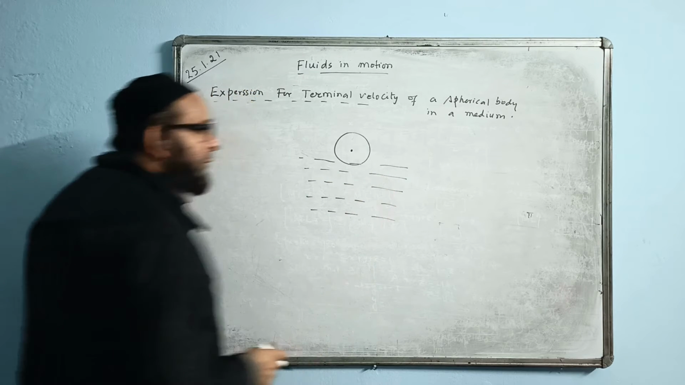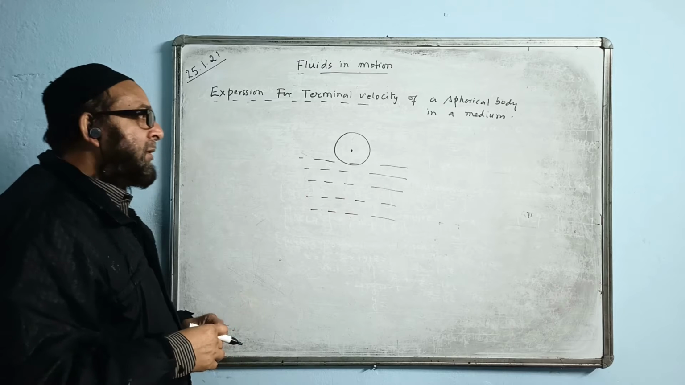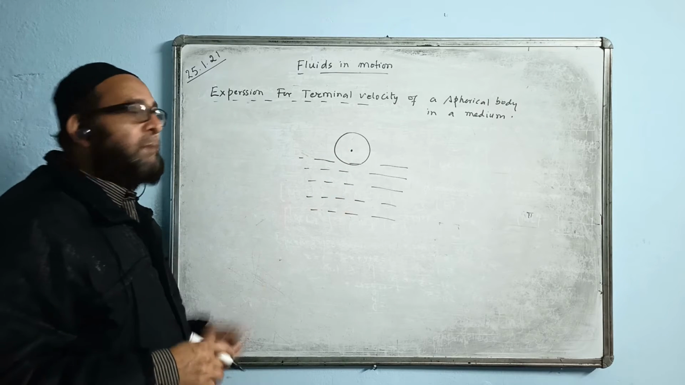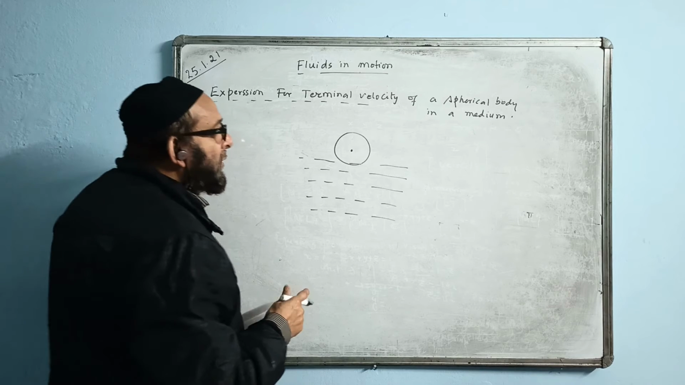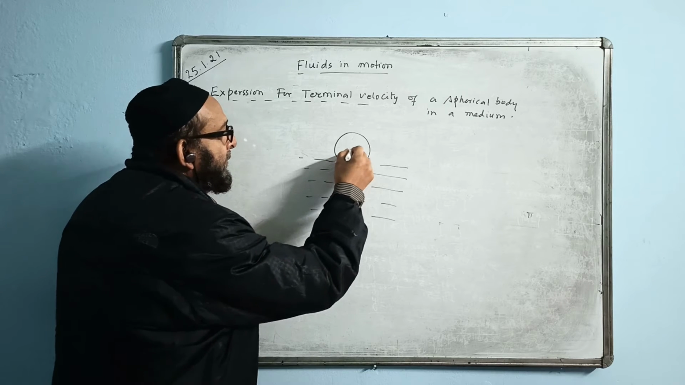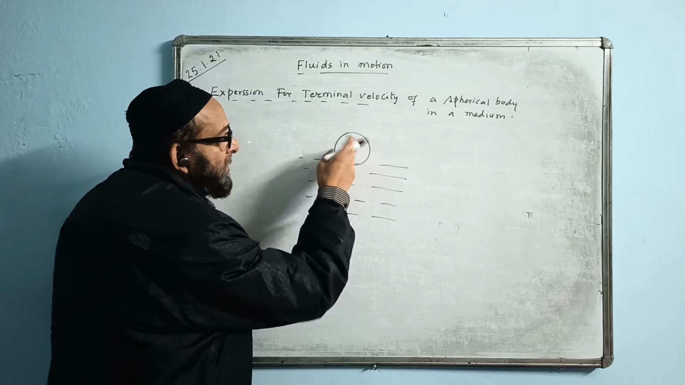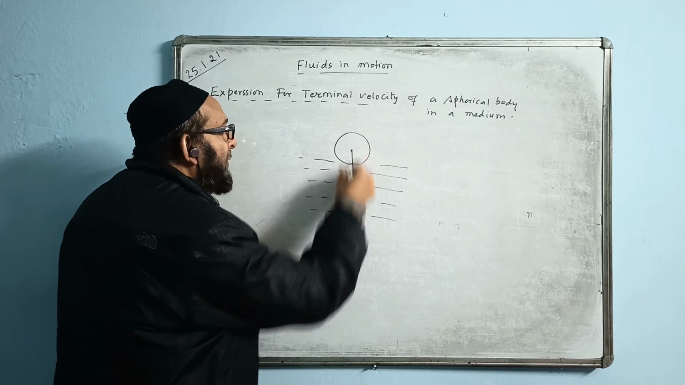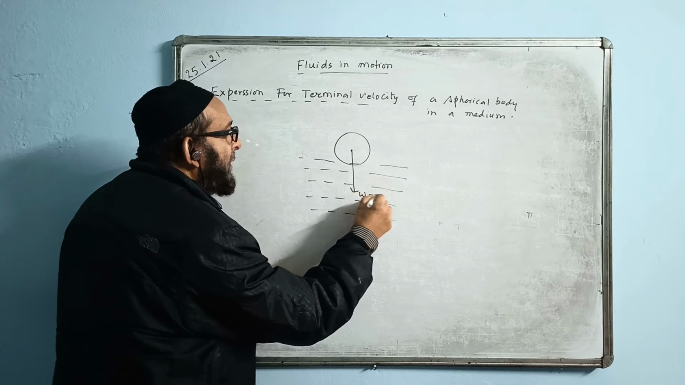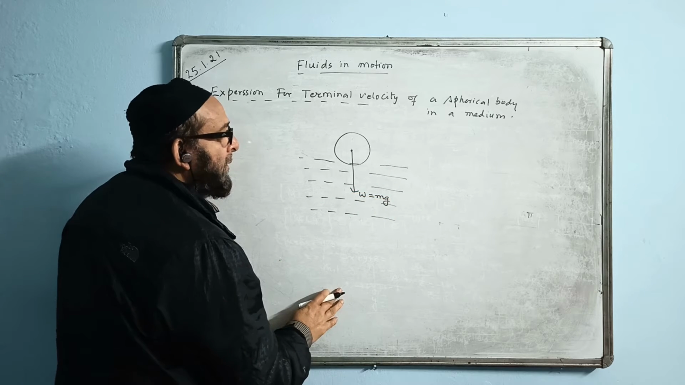This can be a liquid medium or any gas medium. And if it is raindrops, it should be air. Okay, let us see what forces are acting here, and what is the condition under which the drop can fall down with a constant velocity. The weight of the drop, W = mg, is acting downward.